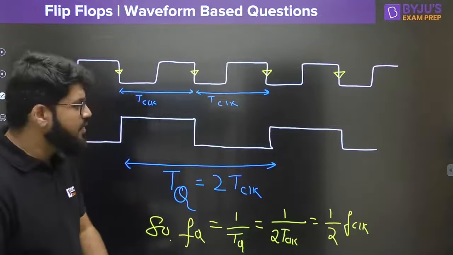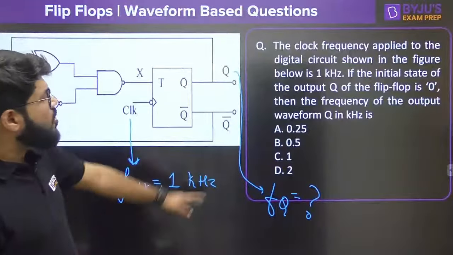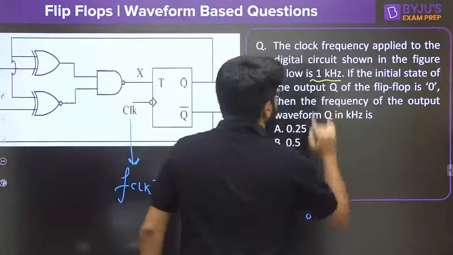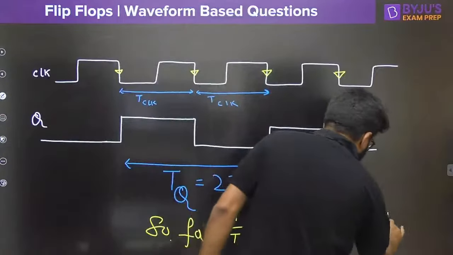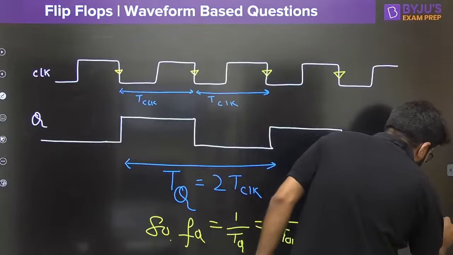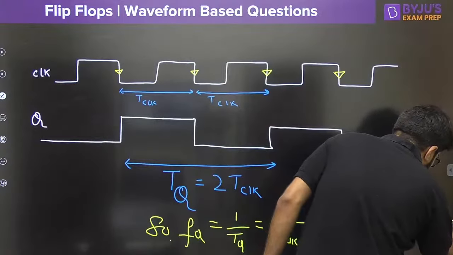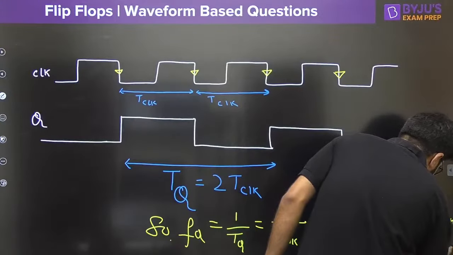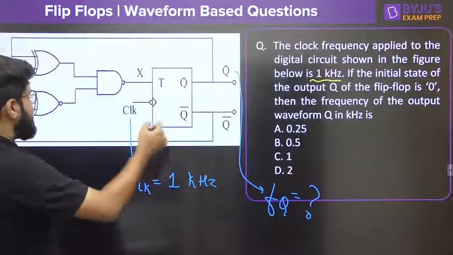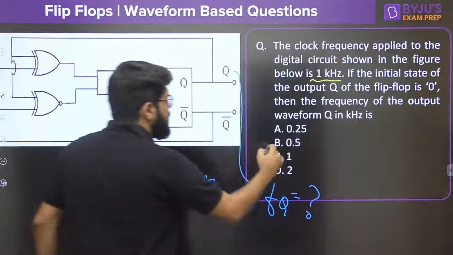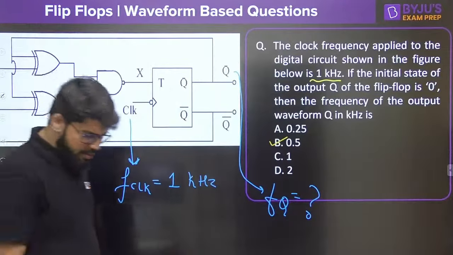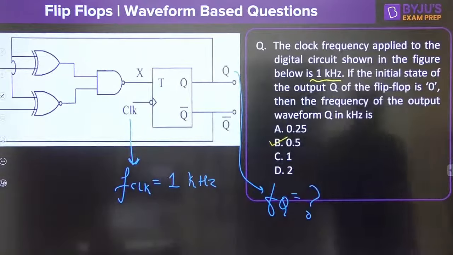What is the clock frequency given in the question? In the question, the clock frequency given is 1 kilohertz. So this becomes 1 by 2 of 1k, and that is equal to 0.5 kilohertz, or I can say 500 hertz. They are asking the answer in terms of kilohertz, so it is 0.5 kilohertz. That's it.